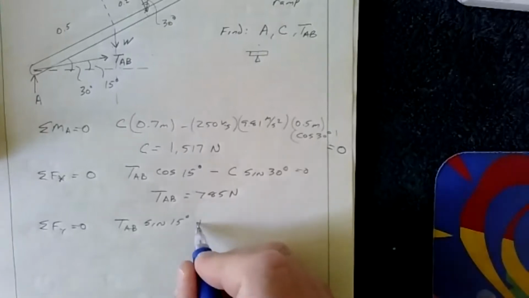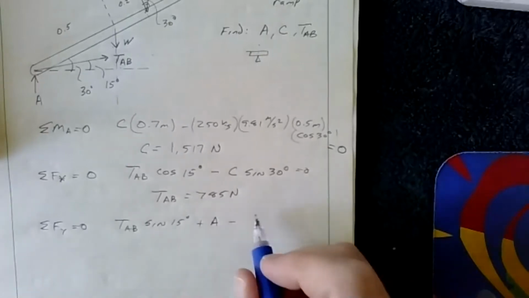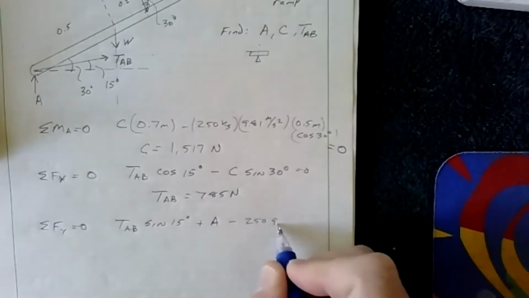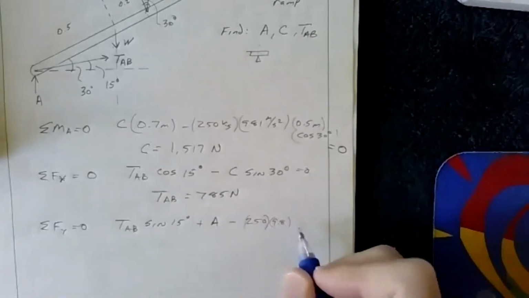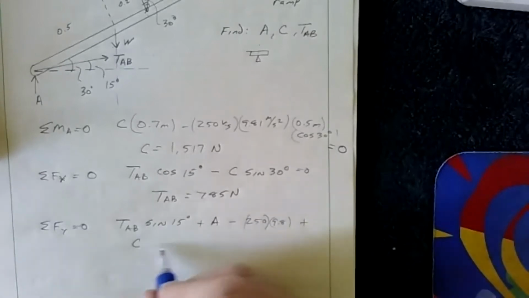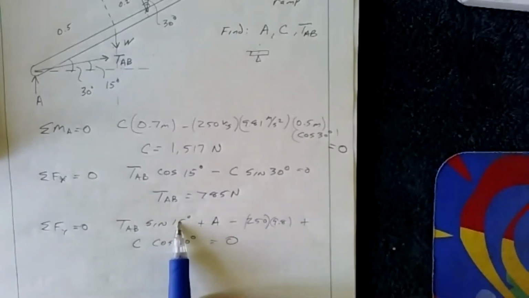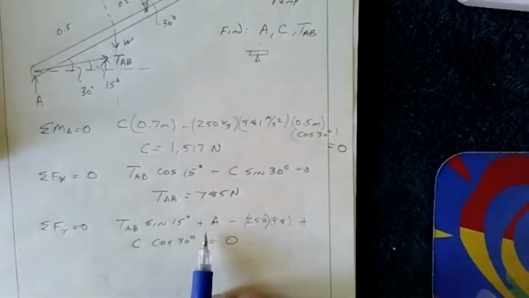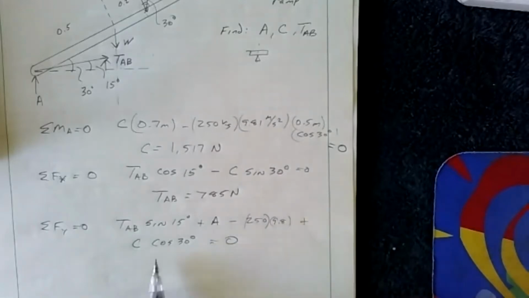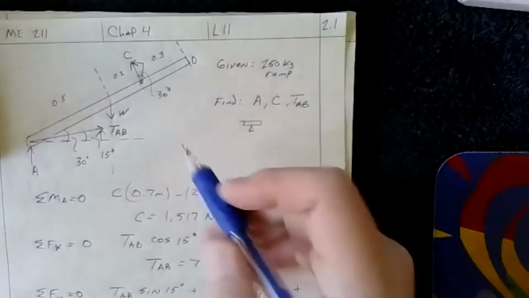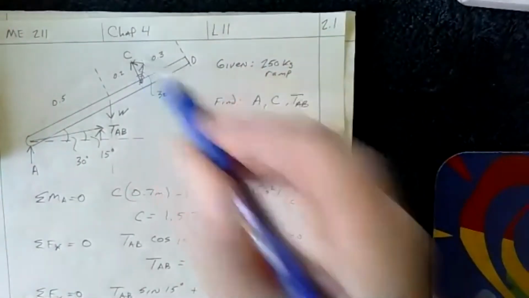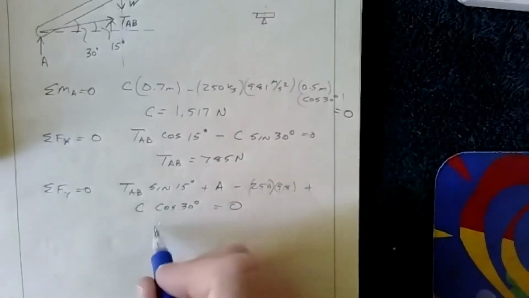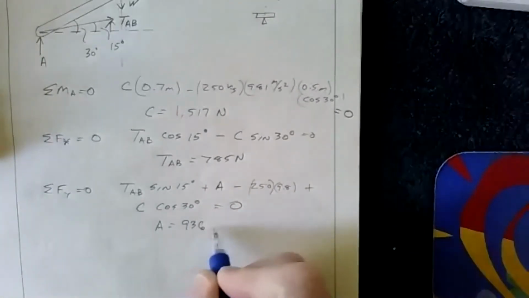So tension AB times sine 15 degrees plus A minus 250 times 9.8, and then plus C cosine 30 equals 0. So we have our tension AB sine 15, that's this part going up, plus A going up, minus 250 times 9.8, plus the C cosine 30, which was just, again, this side of the triangle. And we end up with A equal to 936 newtons.